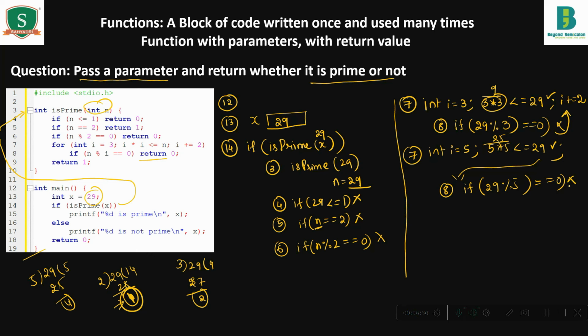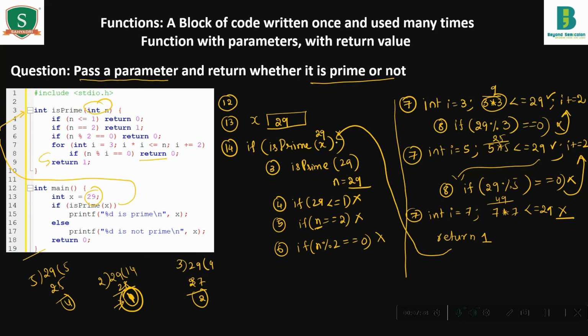So the condition failed here, and it does not go to the return statement, and instead it goes and updates the i value by 2. Now i is equal to 7. 7 multiplied by 7 is 49. 49 less than or equal to 29. Condition failed. Then it goes to the 9th statement and returns 1. So where is it returning 1? It is returning 1 to the 14th statement.